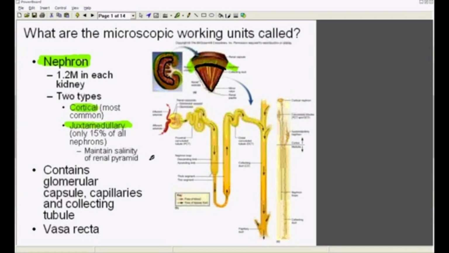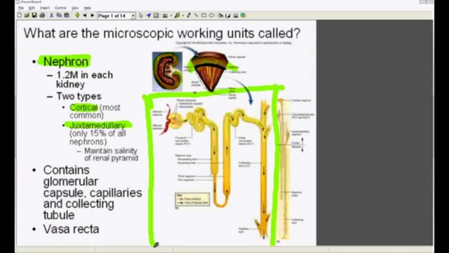For now, let's just talk about the generalized pieces and parts of a nephron, regardless of whether it happens to be a cortical nephron or a juxtamedullary nephron. This is a drawing here of a typical nephron. The nephron is going to have a number of parts to it. First of all, it's going to have an incoming blood vessel called an afferent arteriole. That afferent arteriole is going to come into a capillary bed called the glomerular capillaries. And then that blood's going to exit out through an efferent arteriole.